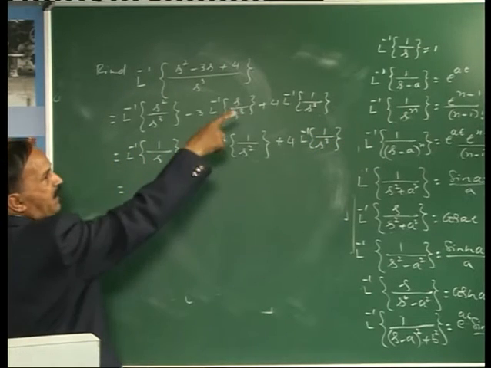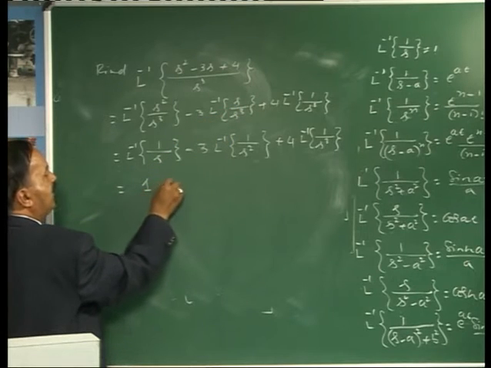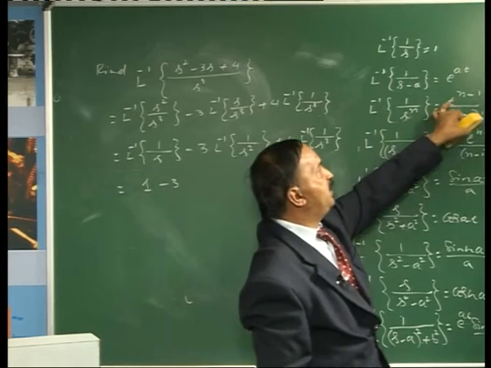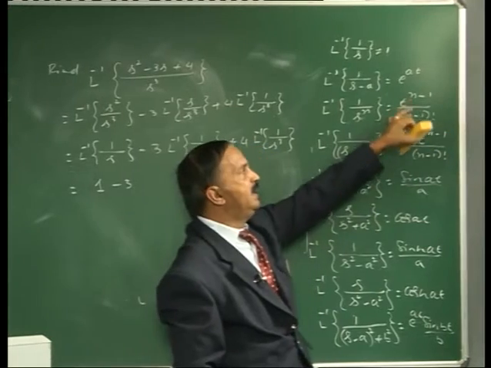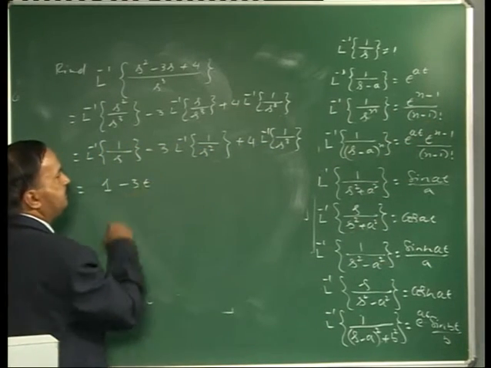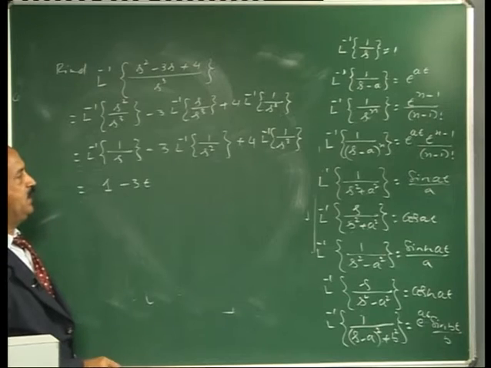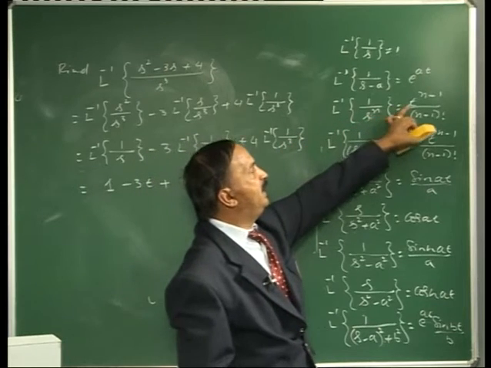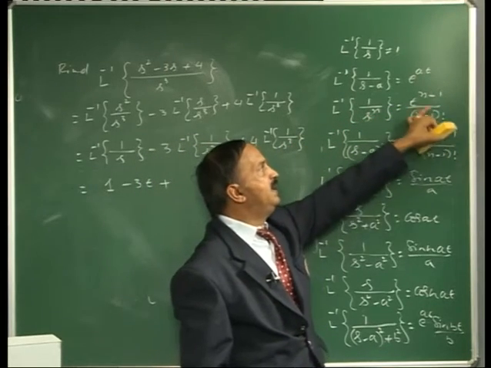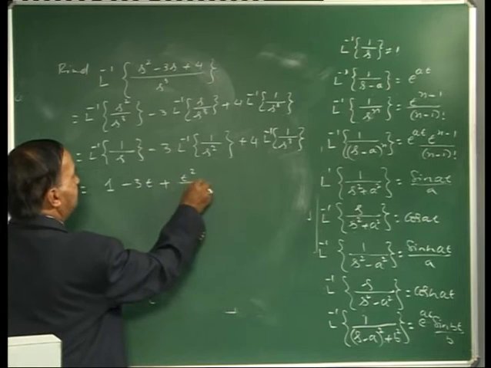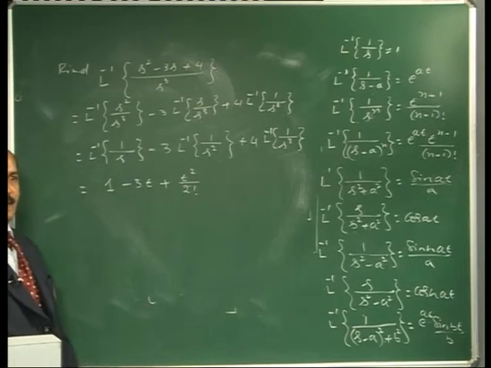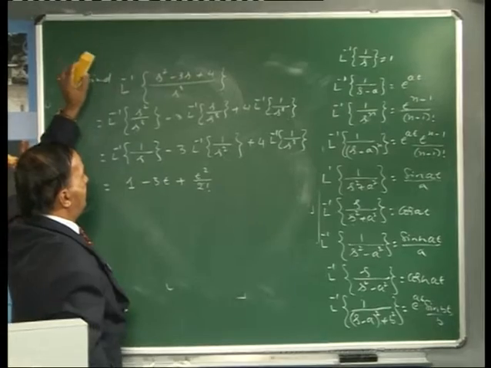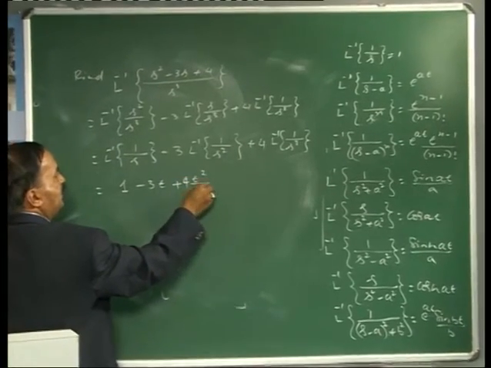That is equal to L inverse of 1 by s, by using the first formula you will get 1, minus 3 into L inverse of 1 by s square. Put n is equal to 2, you will get t to the power of 2 minus 1 by (2 minus 1) factorial, that is t to the power of 1 by 1 factorial, plus 4 into, again here put n is equal to 3, you will get t to the power of 3 minus 1 by (3 minus 1) factorial, that means t square by 2 factorial. So this is the answer, that means 1 minus 3t plus 4 t square by 2 factorial. This 4 you write the same as it is, and the 2 cancels, this becomes 2 t square.